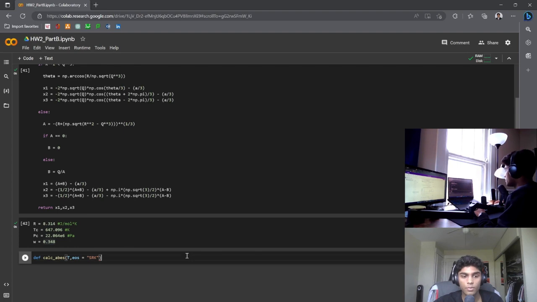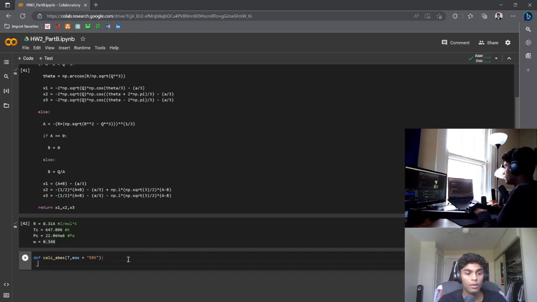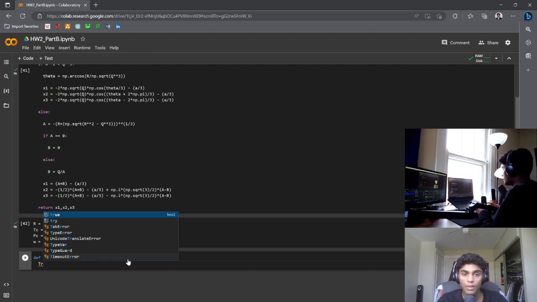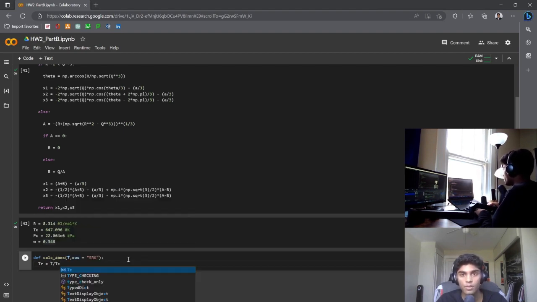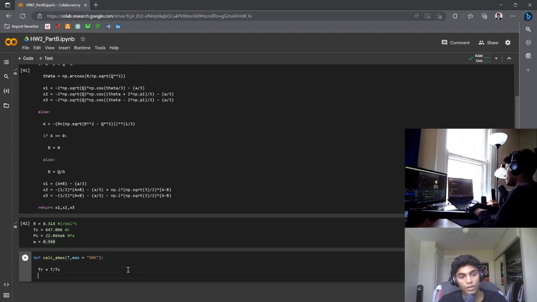So now, one of the first things we want to do here is calculate the reduced temperature, which was just defined as a temperature which is scaled upon a certain substance's critical point. So the reduced temperature, I'm going to label that TR, is going to be equal to the temperature that we input divided by the critical temperature, and that's going to give us the proportion between them. So that's the first thing we need to do.